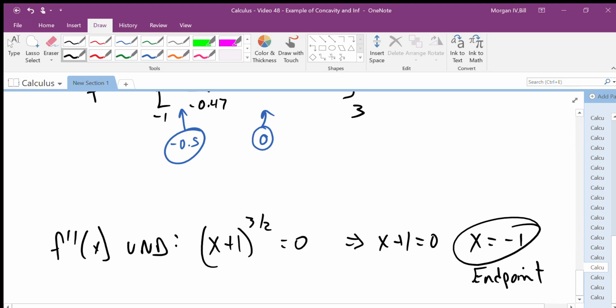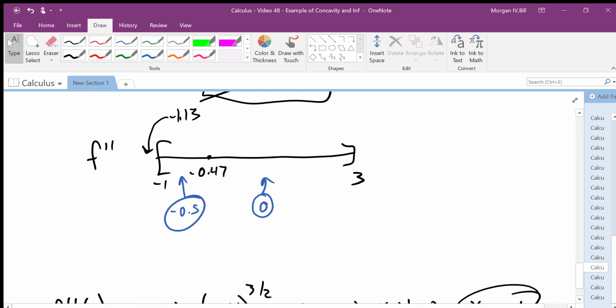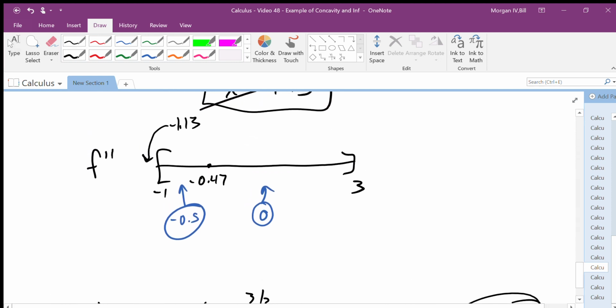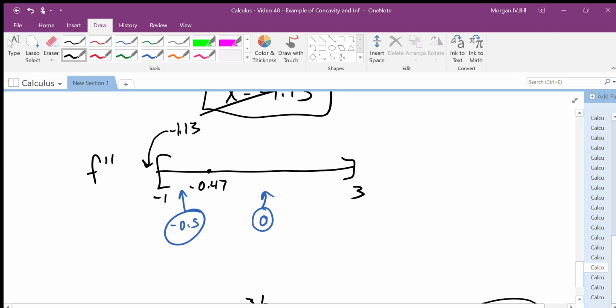So we won't change concavity at negative 1 because we don't have anything to the left of it to change from, so we won't consider that to be an inflection point. Okay, so none there. The only thing we have to check is the negative 0.47, and so we're going to do our endpoints here, negative 0.5 and 0, looking into the second derivative of negative 0.5 and the second derivative of 0 to see whether they are positive or negative. Positive being concave up, negative being concave down.